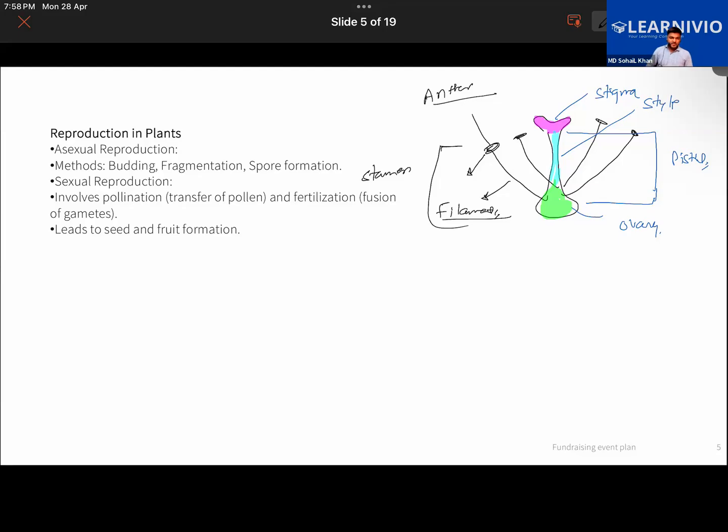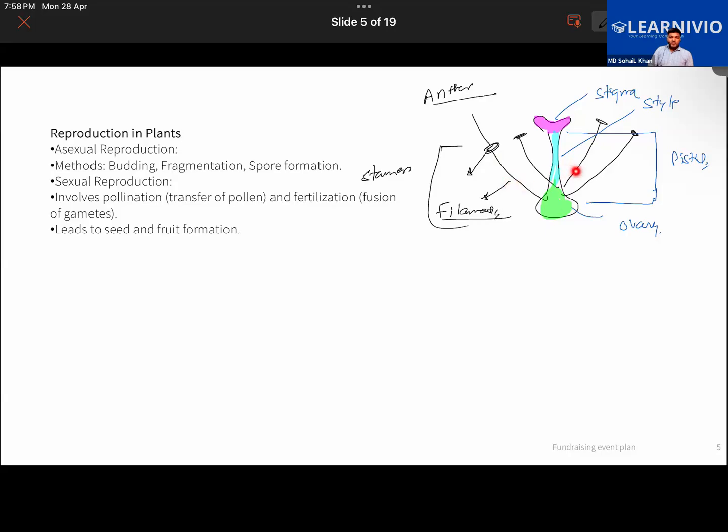So anther and filament. Okay, so we have learned about it. Is there a different name for the filament? No, it does not have any other name. It's called filament only.